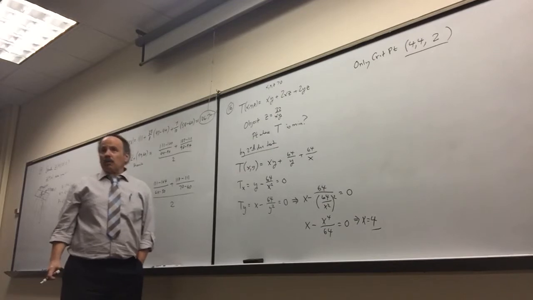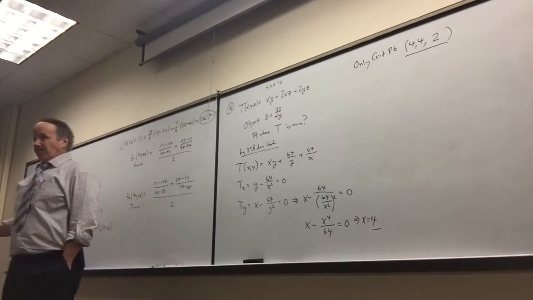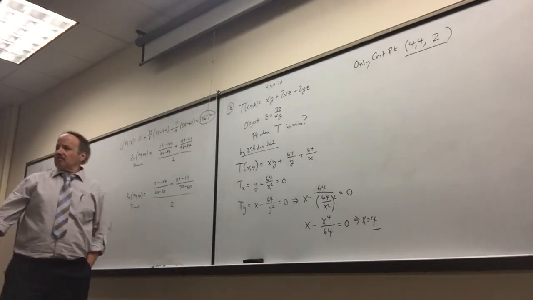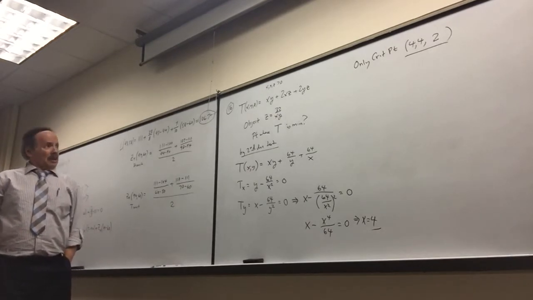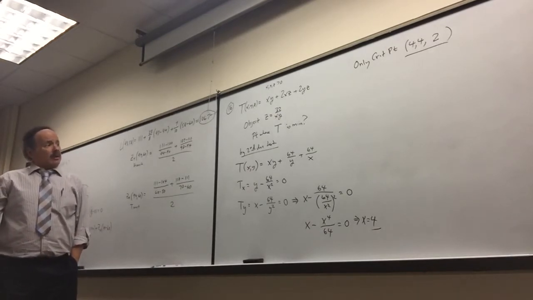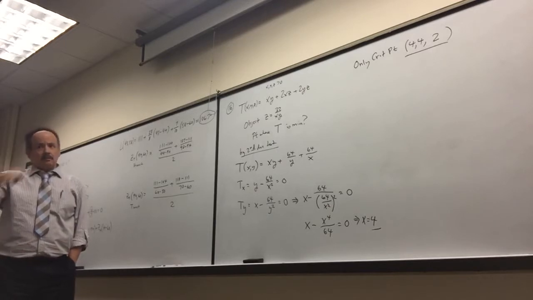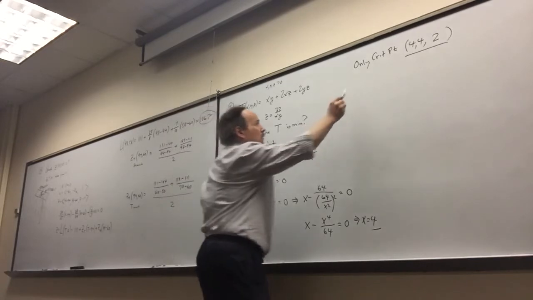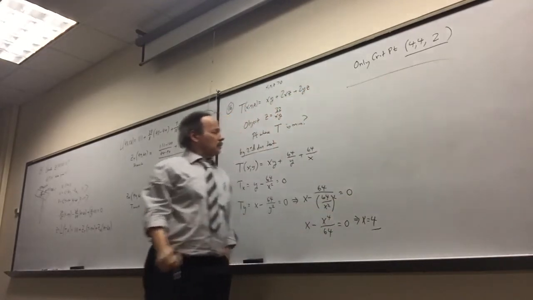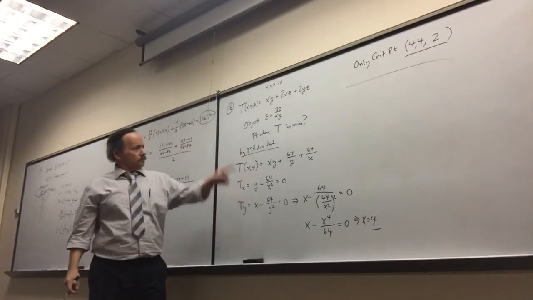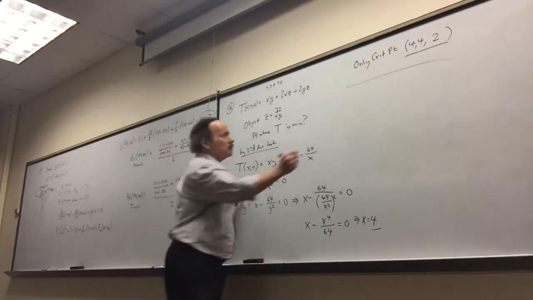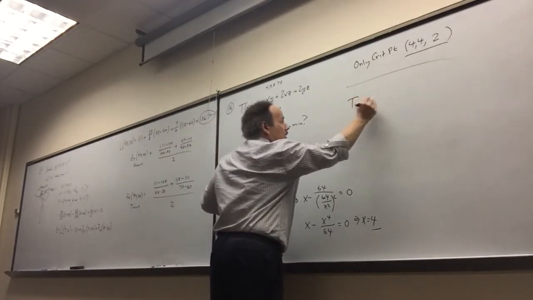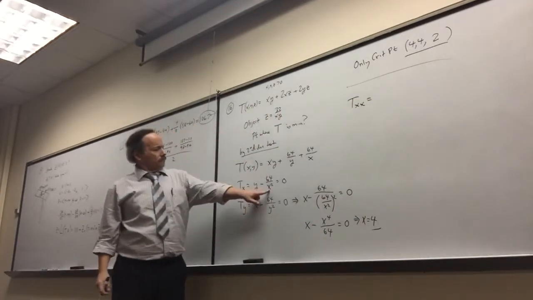If it's a min, then we would want what kind of concavity? Concave up, wouldn't we? So that would mean that the second derivative would have to be positive, wouldn't we? All right, so what should you do now? T_xx. What is T_xx? 64 over x cubed.